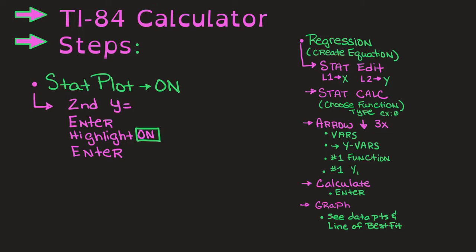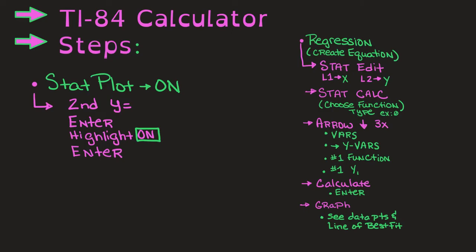All right, so let's just recap the steps for the TI-84 calculator when we enter data from a table. The first thing you want to do is turn your stat plots on. To do this, you're going to go to second y equals, hit enter, make sure that it's highlighted to on, hit enter again, and that will allow you to see the data points if you hit the graph button. Now, to do the actual regression or to create the function that you're looking for from the table data, you will need to go into Stat Edit. And once you get into Stat Edit, in the L1 column will be your X values, and the L2 column will be your Y values.